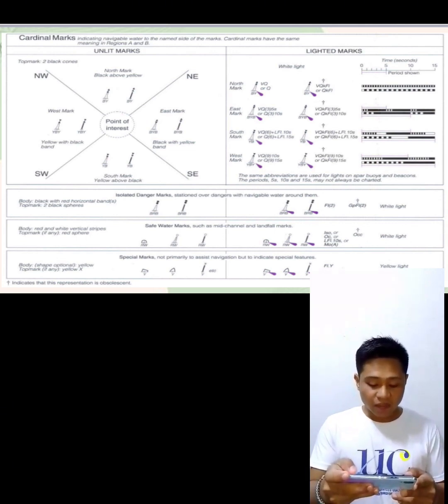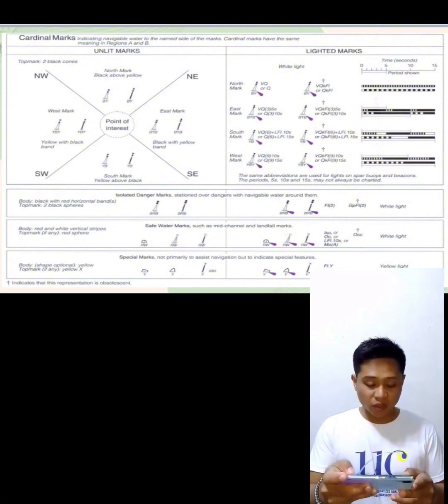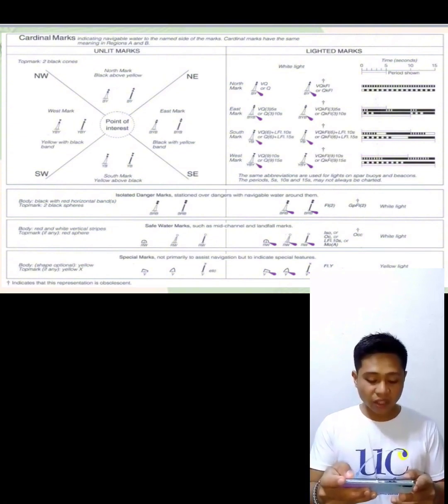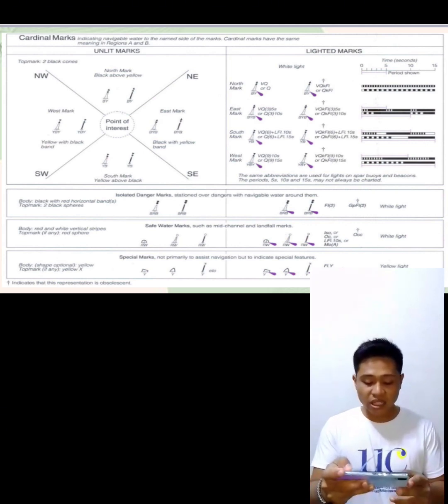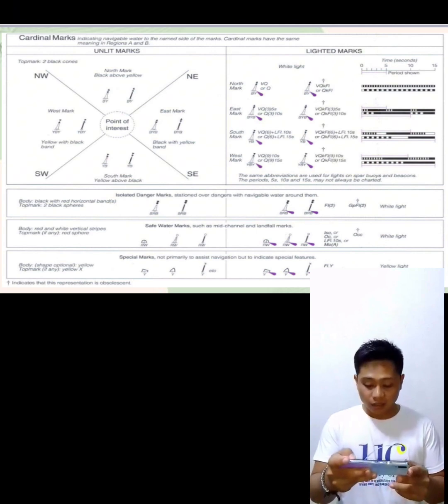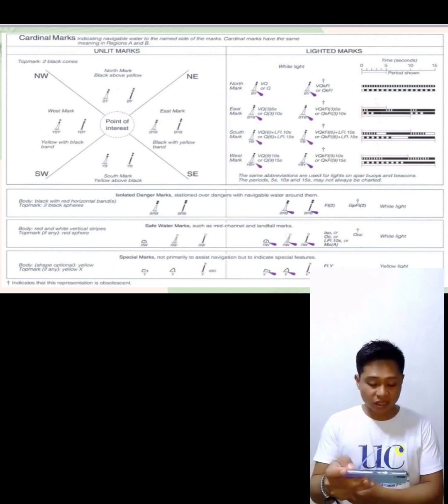The safe water marks: the body of safe water marks is red and white vertical stripes, and the top mark is a red sphere. Safe water marks are such as mid-channel or landfall marks.